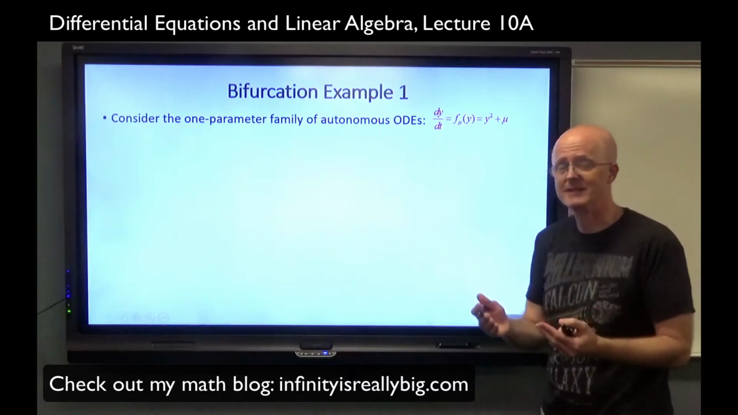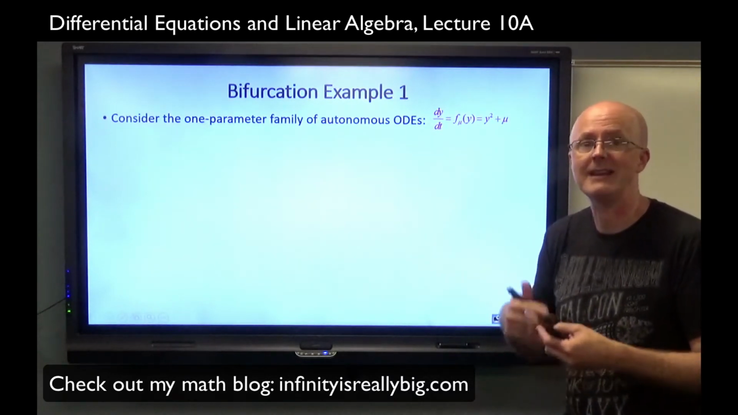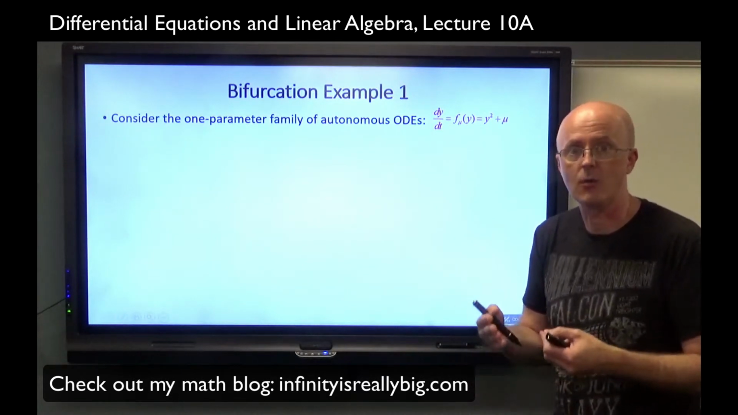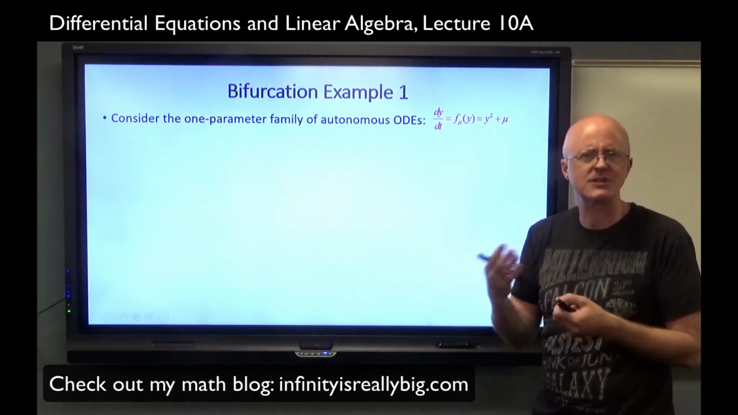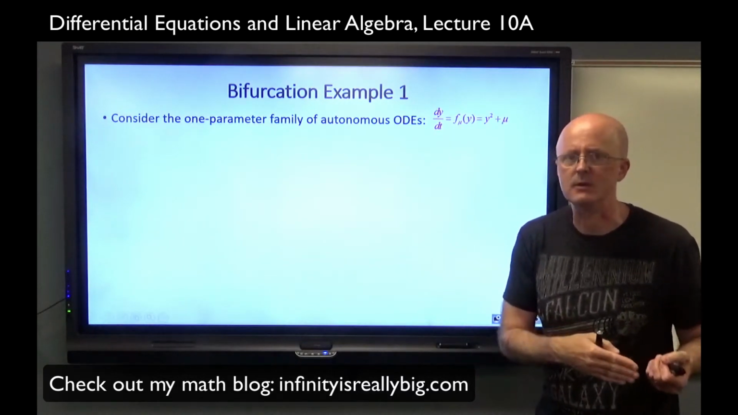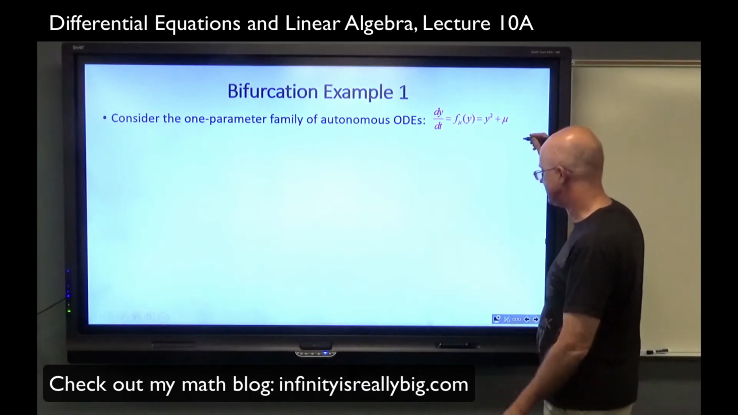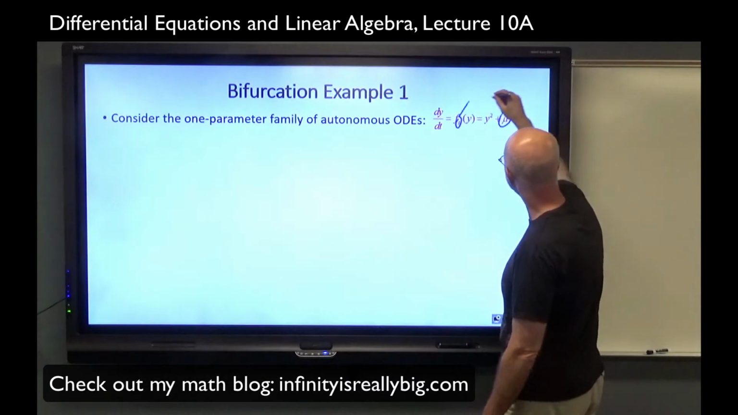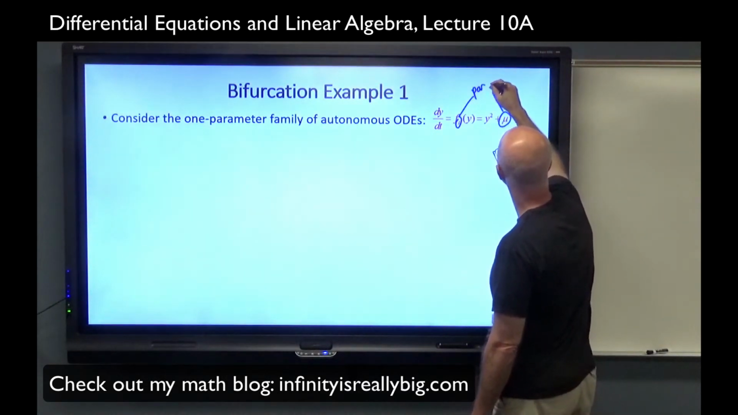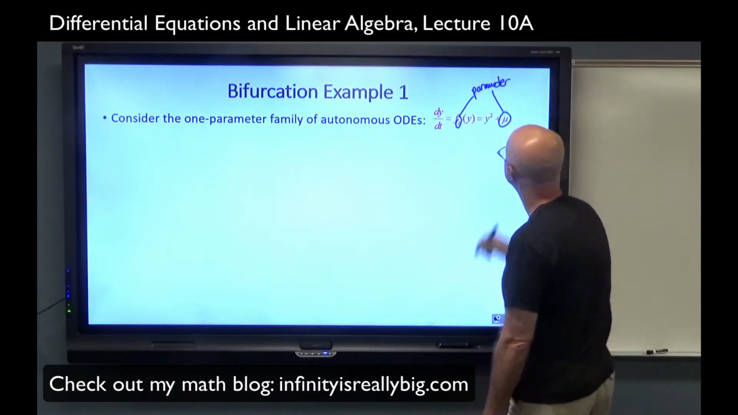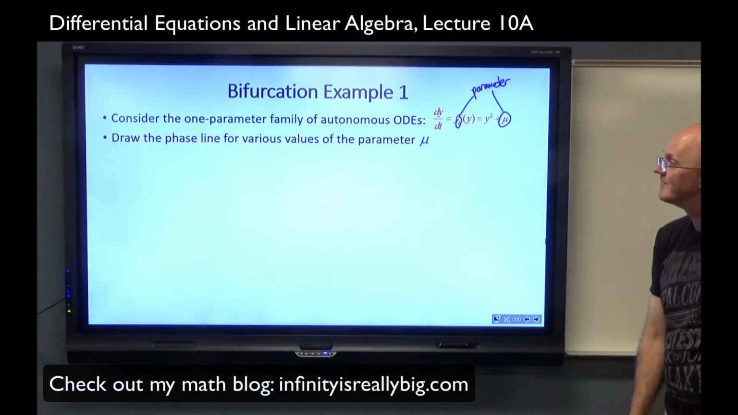And what's most interesting about this stuff is to understand what happens as mu varies. We're really thinking about infinitely many differential equations all at once, infinitely many different phase lines, and we want to understand, are there big changes that occur in the phase line as mu changes? Those are called bifurcations. Okay? So again, mu is the parameter of this infinite family of ordinary differential equations. We want to draw the phase line for various values of the parameter mu.